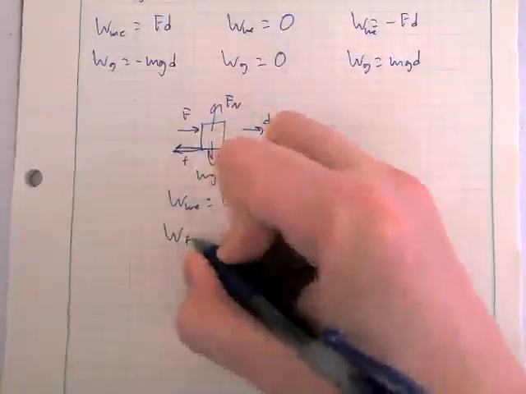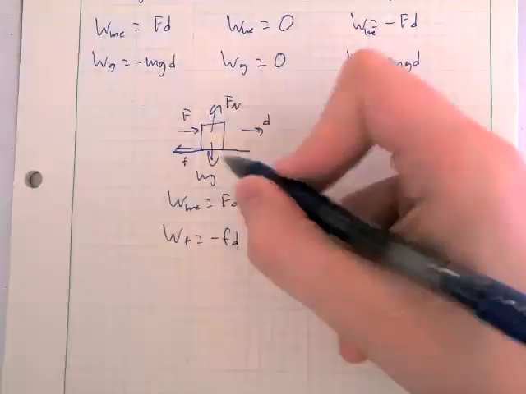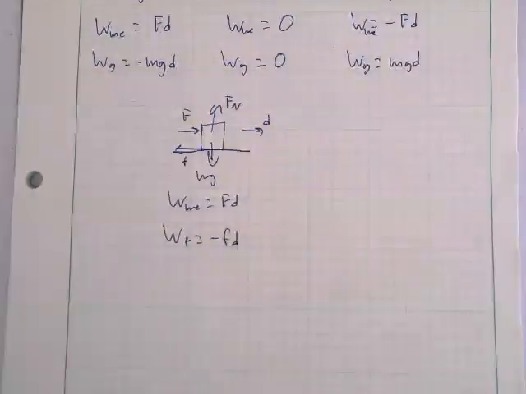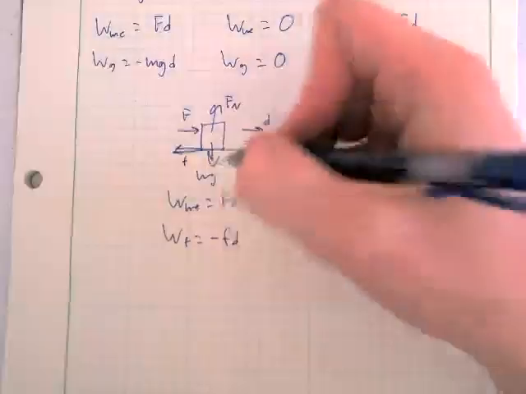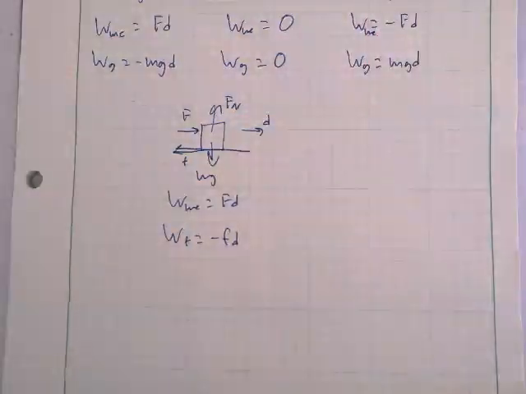The work from friction, however, would be negative F times D. Friction is actually trying to pull it in the opposite direction. It's not succeeding, but it's trying to, right? It's still applying a force. The friction is pulling to the left. The displacement is to the right. And so in this case, friction is doing negative work, right?